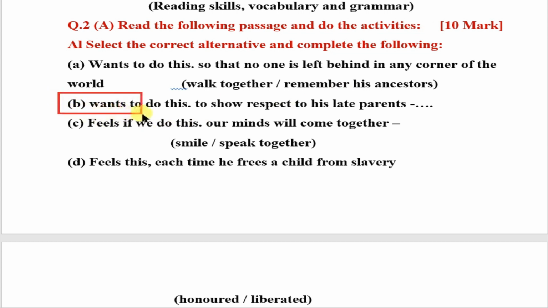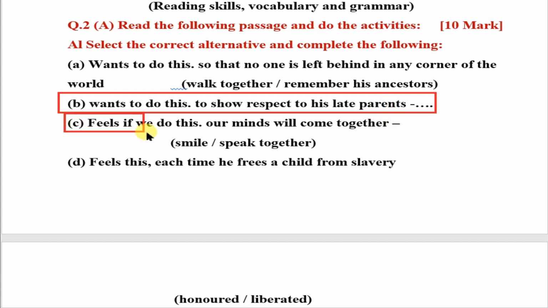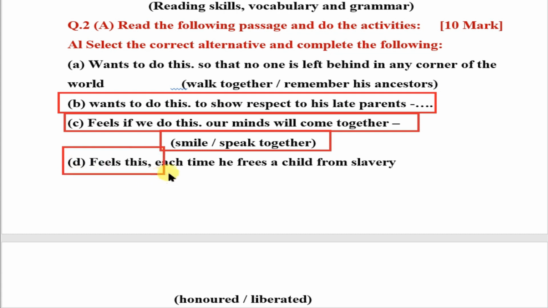Next, B1 wants to do this to show respect to these late parents --. Number C feels if we do this our minds will come together --, and in brackets the words given are smile or speak together. You have to read the passage carefully and try to understand the meaning of the passage, then you can easily solve all these activities.